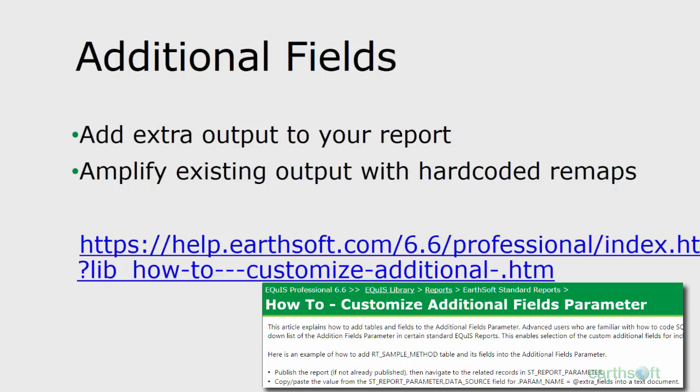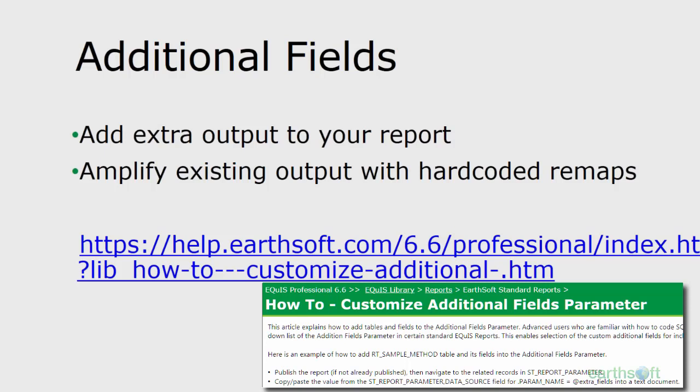You can amplify existing output with some remaps. This would require you to set up your RT remap and RT remap detail tables, but essentially you can add some additional code to the source code section of the SD report parameter table, or data source rather, and it will essentially point the report to look at your particular remap set and do all kinds of remaps using that information.